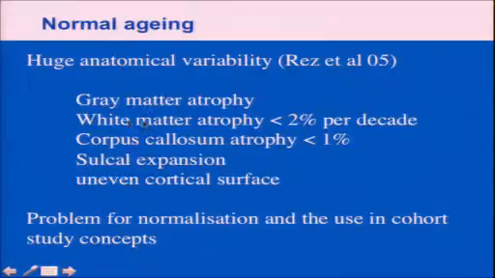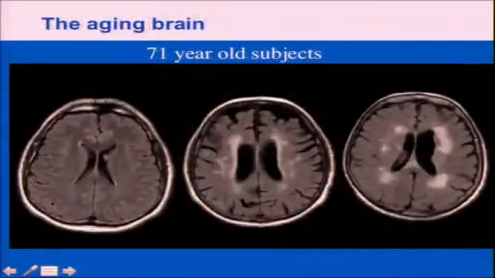So in normal aging we mainly see gray matter atrophy. The white matter atrophy is less than 2% per decade. And very important, and that's what we used later on to better differentiate between normal and pathologic aging, the corpus callosum is a very stable piece in the brain, with only less than 1% decrease in size per decade. We do see sulcal expansion and uneven cortical surface just because the brain overall is shrinking. And the problem for the normalization was that there's a large overlap between the subjects.